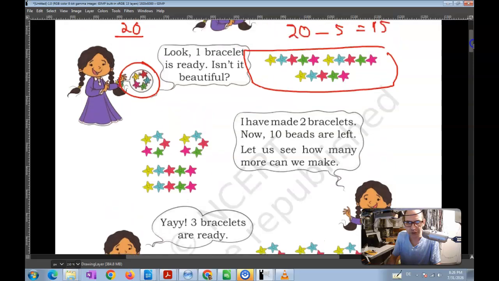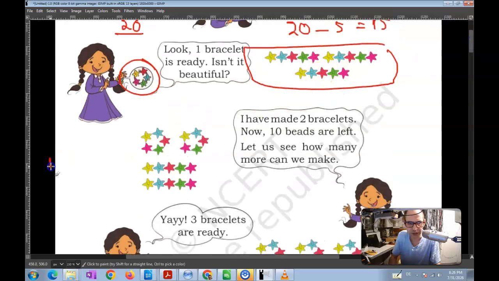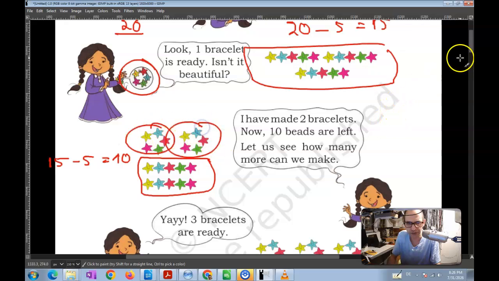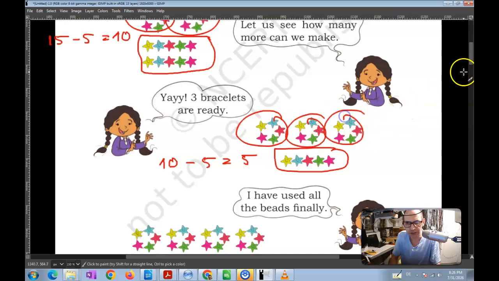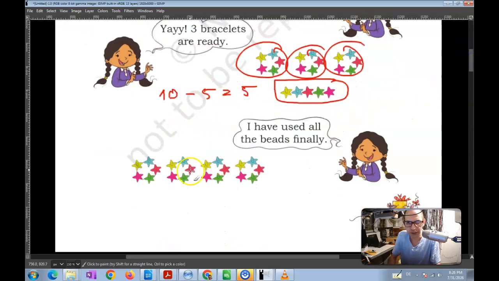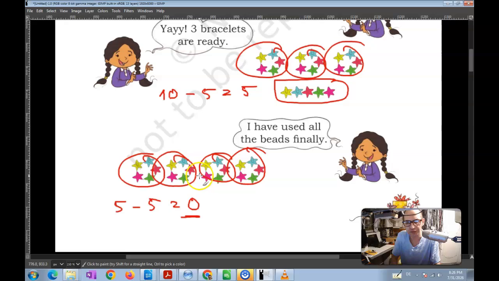Then from the 15 stars, she takes away 5 again, and now we have 10 stars over here and 2 bracelets. Again, from this 10, she takes away 5 stars, and we have 5 stars left over here, and we have 3 bracelets. And then in the end, from the 5 stars, she takes away 5 of them, she's left with 0 stars, and we now have 1, 2, 3, and 4 bracelets, right?